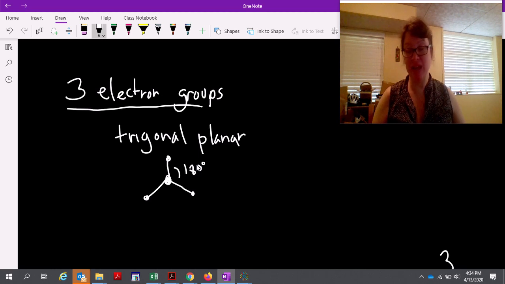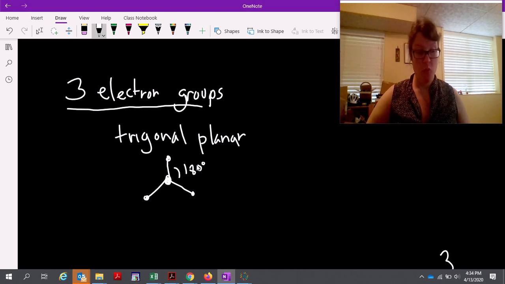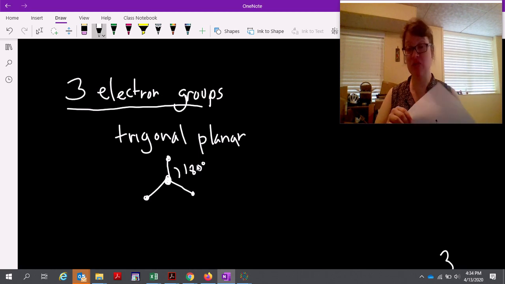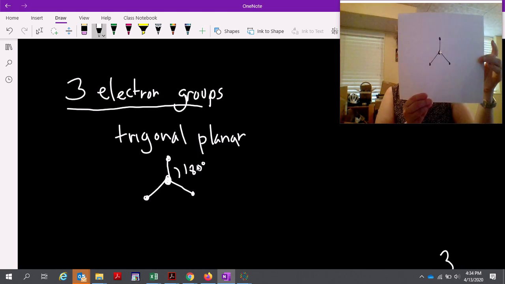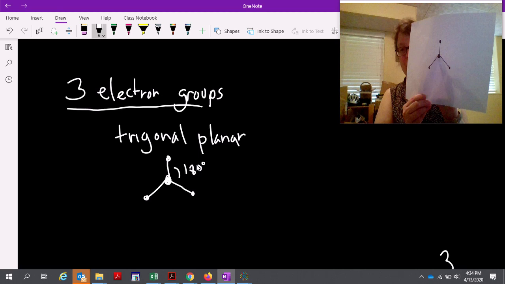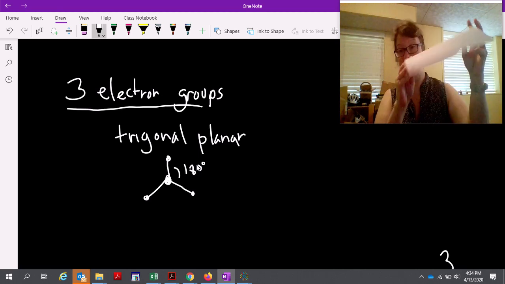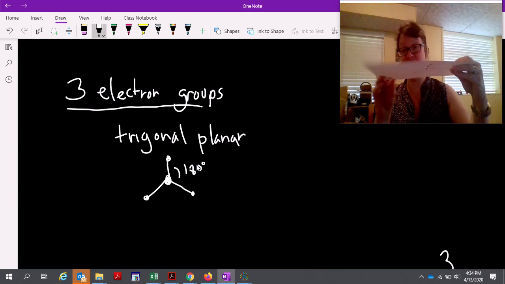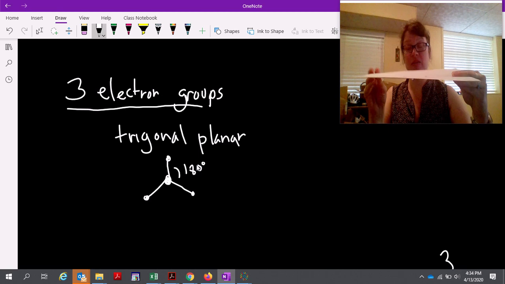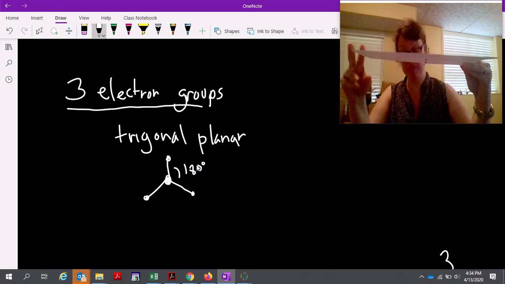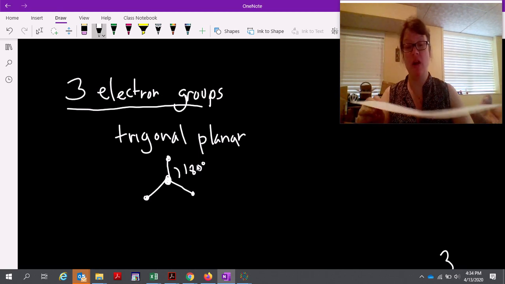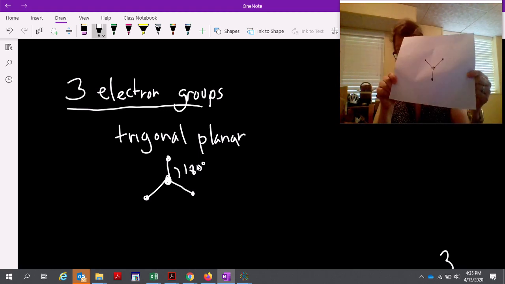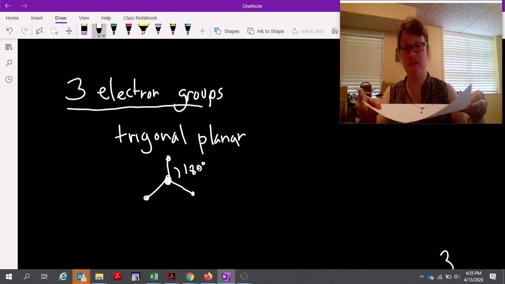And so a couple ways we can look at this one. First, the easiest way to visualize trigonal planar is just draw the triangle on a piece of paper, right? So I can draw this triangle out on a piece of paper. It lives in a plane, right? So it's not very three-dimensional. And that is our trigonal planar.